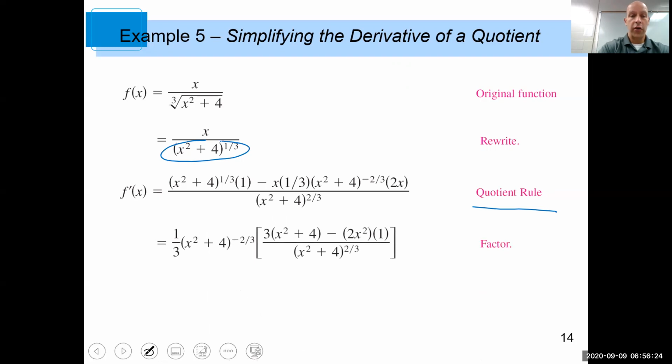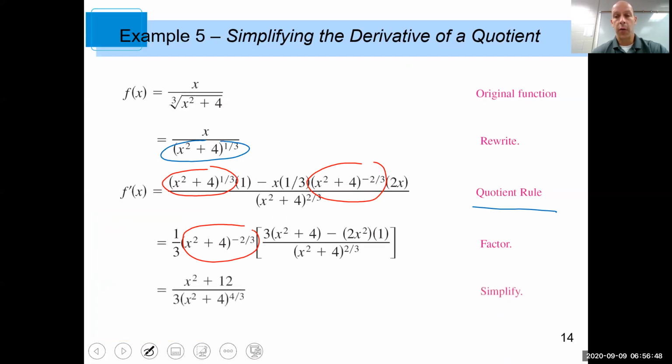Now, in the numerator, we have some common factors. You'll notice that there's an (x squared plus 4) to the 1/3 here, and an (x squared plus 4) to the negative 2/3 there. So we can factor that out. Now, again, I want to caution you guys, one of the biggest difficulties that students have in calculus class isn't the calculus, it's the algebra. And so we can just clean this up some more, and here's our final answer.